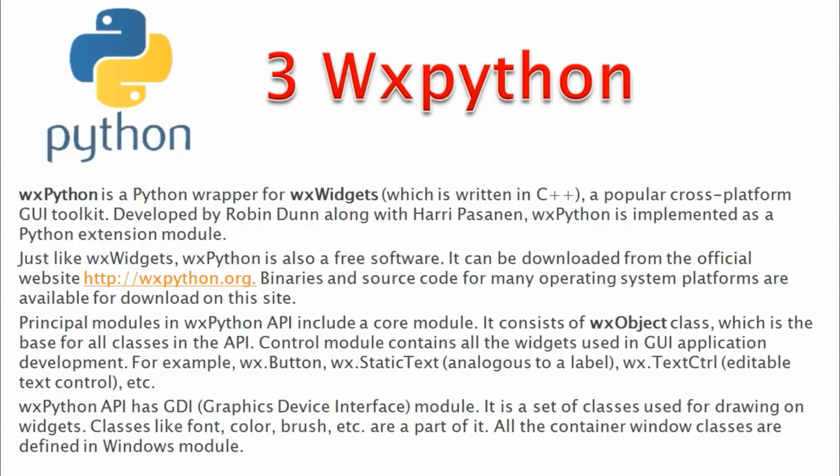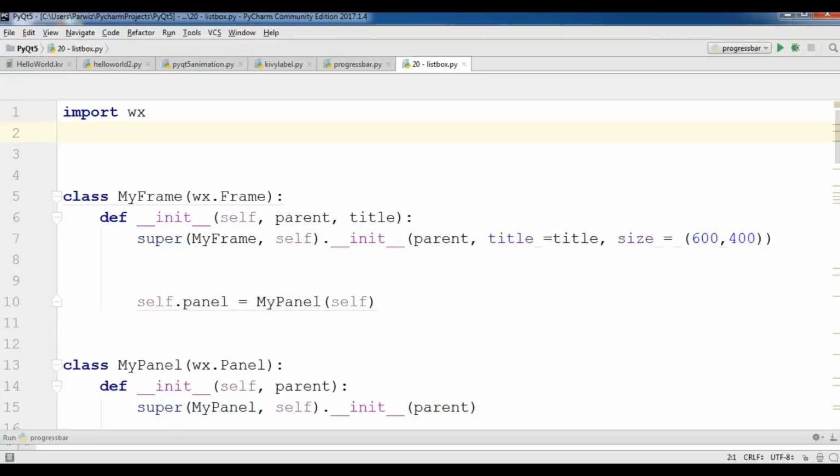wxPython API has GDI, graphic device interface module. It is a set of classes used for drawing on widgets. Classes like font, color, brush, etc. are part of it. And now let me show you the example of wxPython.